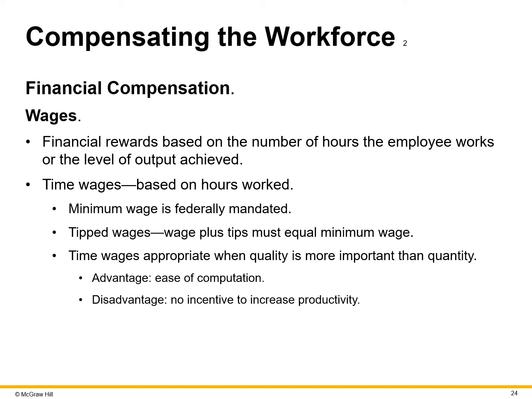Wages are financial rewards based on the number of hours the employee works or the level of output produced. Time wages are based on the number of hours worked. They are easy to compute but provide no incentive to increase productivity. Minimum wage is the federally mandated minimum amount per hour. Some states and municipalities have a higher mandatory minimum wage.